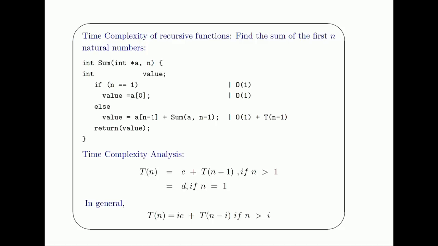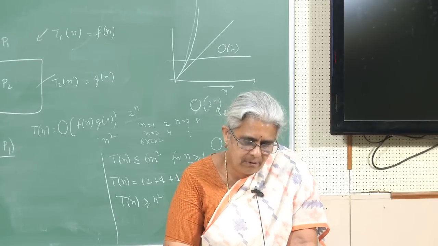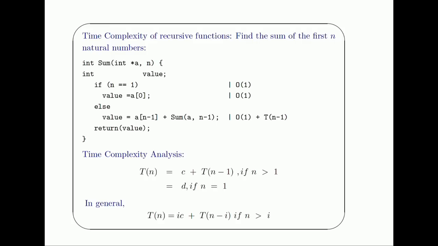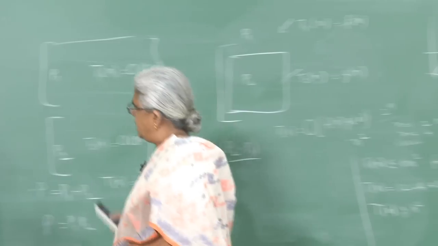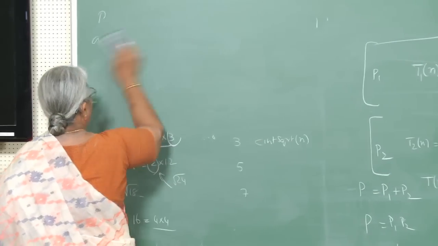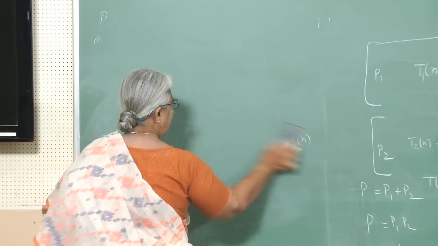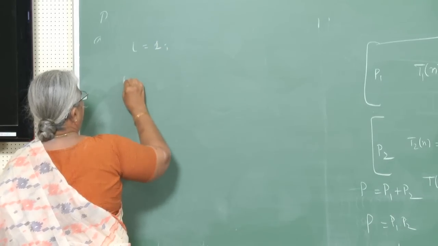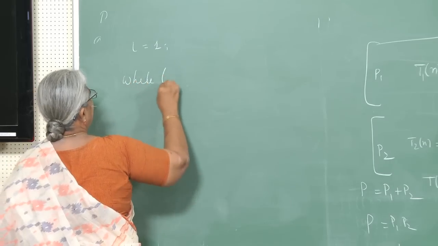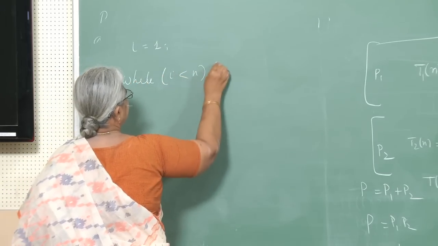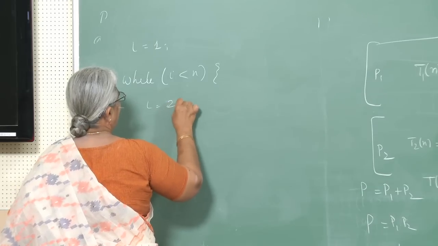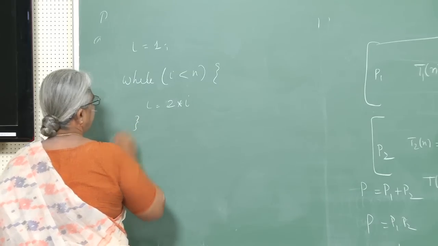Simple programs we know how to do, assignment statements we can evaluate, and loops we know that when you evaluate a loop you have to find out how many times it is executed. Before we go into recursive functions, I would like to leave you with this. How long does this program take to execute? Suppose I have i equal to 1 and I say while i less than n, i equal to 2 star i. So, what is the meaning of it?